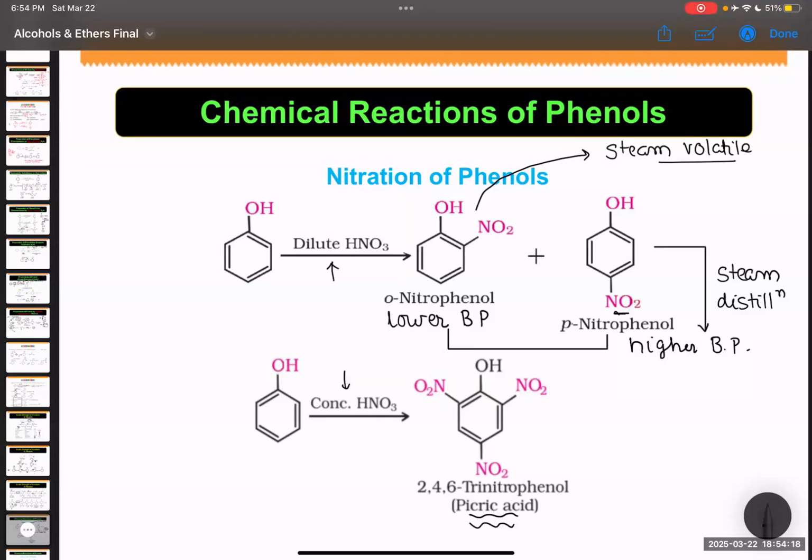Why does it have a lower boiling point? Due to intramolecular hydrogen bonding. This molecule doesn't react with its neighbors. The hydrogen forms a hydrogen bond with the O minus of NO2 because they are quite near to each other, since NO2 is present at the ortho position. This is due to intramolecular H bonding. This is there in the NCERT also.